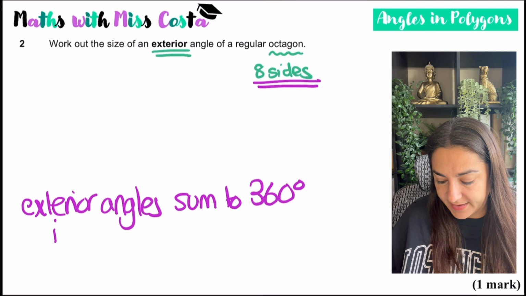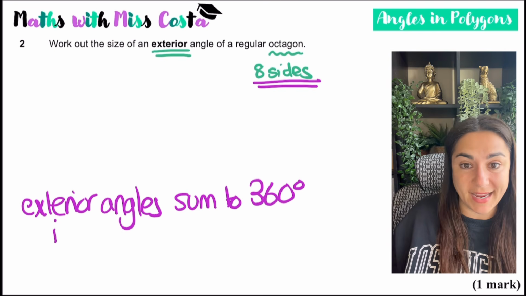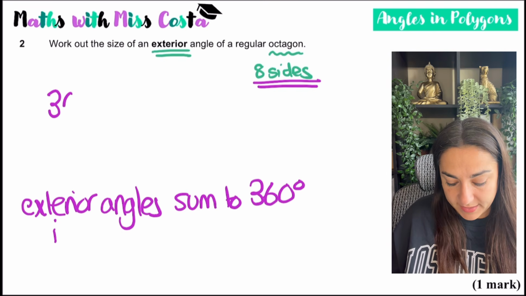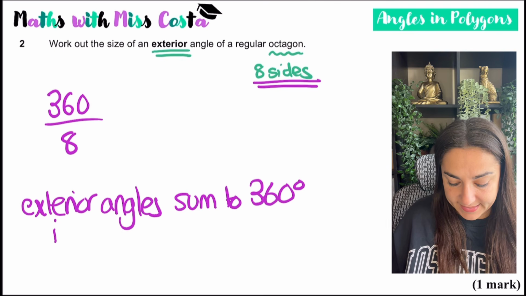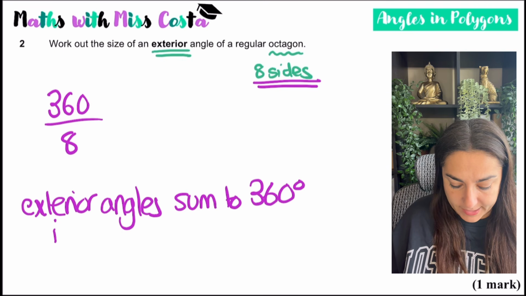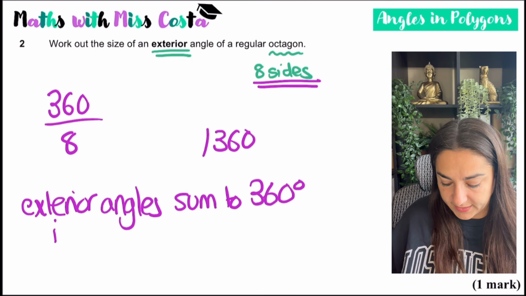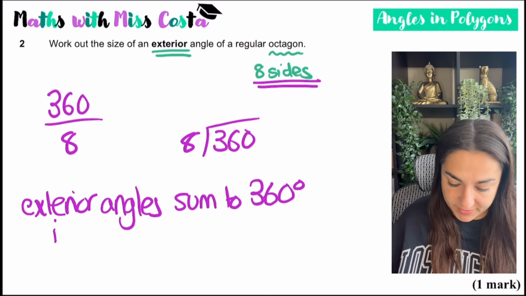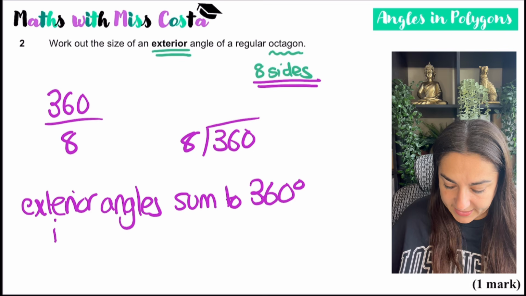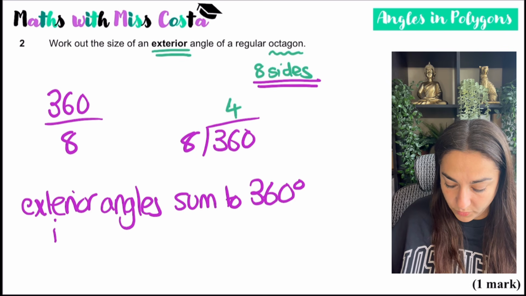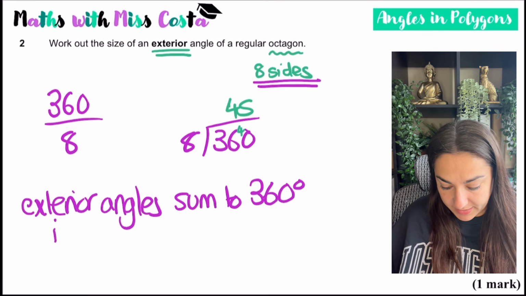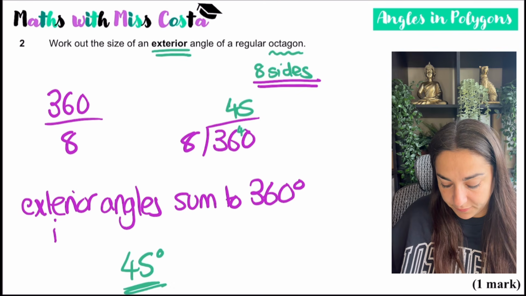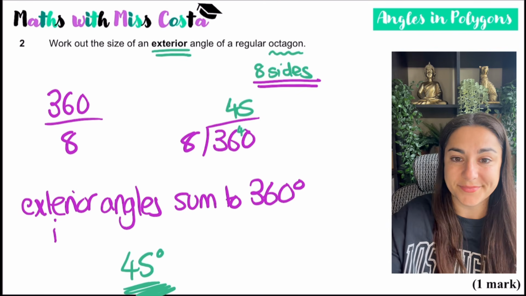So I know that there are 8 sides, which means there's going to be 8 exterior angles. So what I need to do is 360 divided by 8. We could do this using short division as well, or we could have simplified, whichever you find easier. So 8's into 36 go 4, remainder 4, 8's into 40 go 5. So that must mean that one exterior angle is 45 degrees.